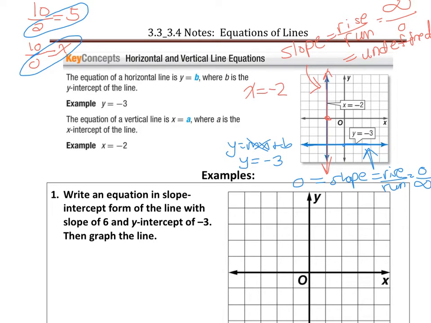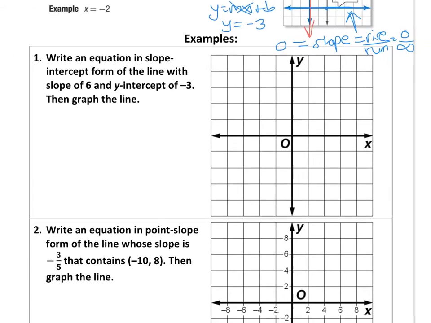It doesn't matter where you look at points, every single one of these points on this line, x equals -2. So we would describe a vertical line as x equals some kind of real number. Hopefully that's clear. All right, let's look at some examples.